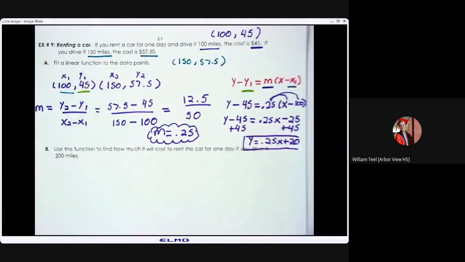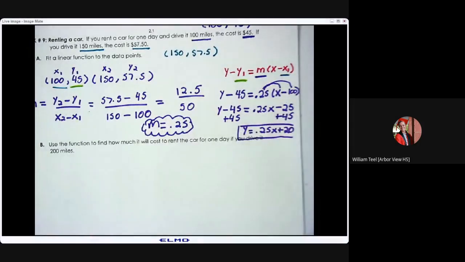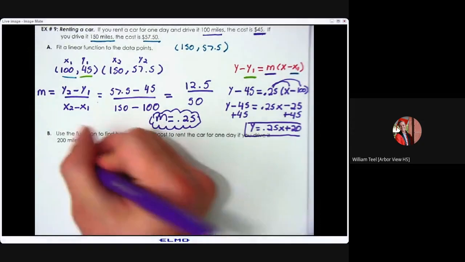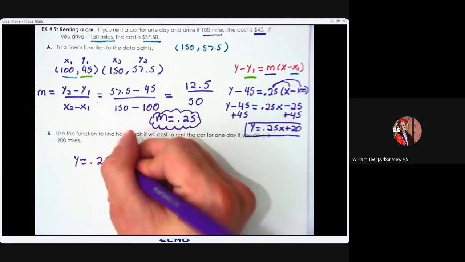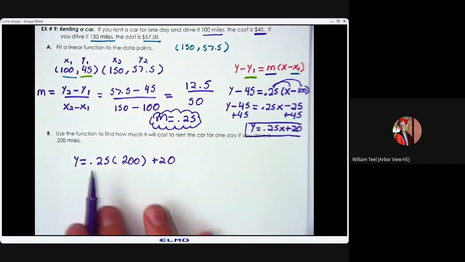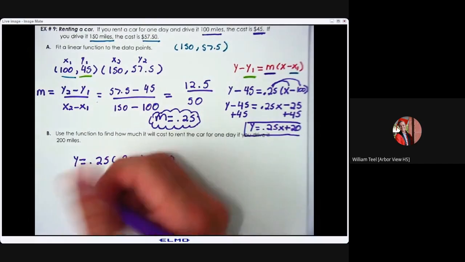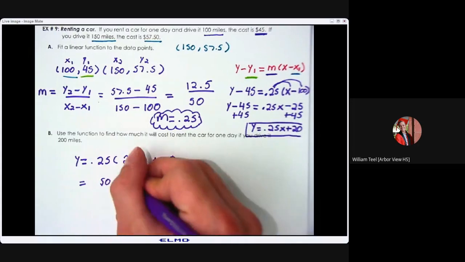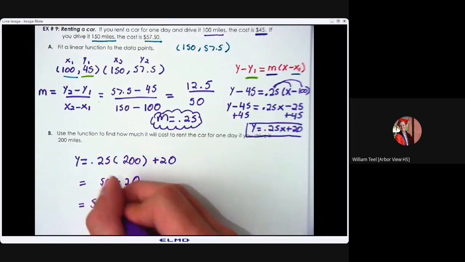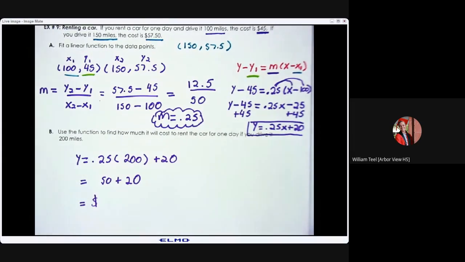Now for part B, this says use the function to find how much it will cost to rent the car for 1 day if you drive it 200 miles. So essentially what I'm going to do is plug in 200 for x because I'm trying to see how much it's going to cost if I drive 200 miles. So all I'm going to do is say y is equal to 0.25, and for x I'm going to plug in 200, plus 20. Then 0.25 times 200, that's going to be 1/4 of 200, which is 50, plus 20. And then 50 plus 20 is equal to 70. Now, always remember, since we're talking about a numerical value, a dollar value, right? I always want to include the dollar sign. This is going to be $70.